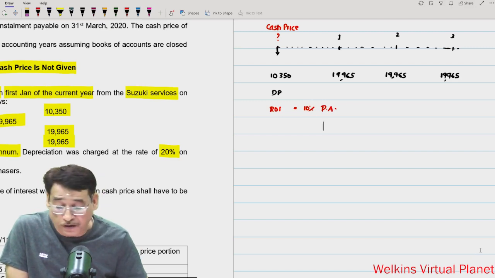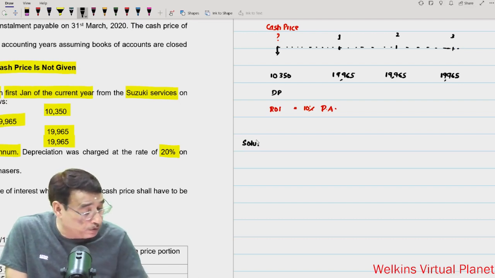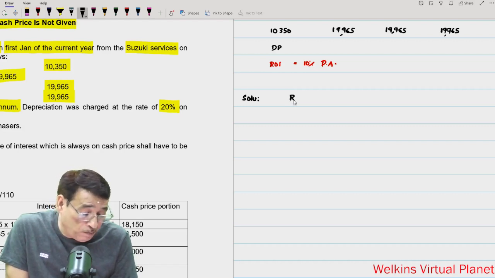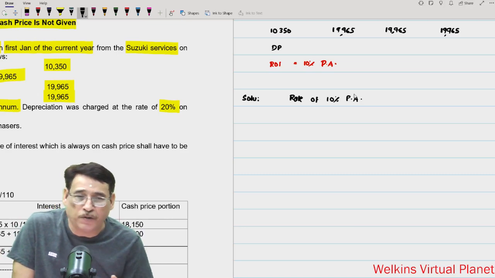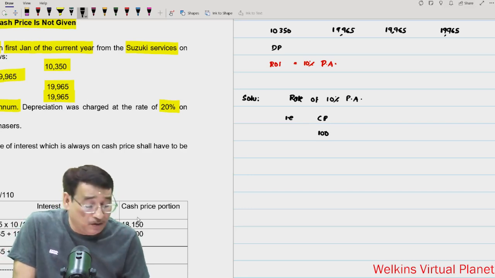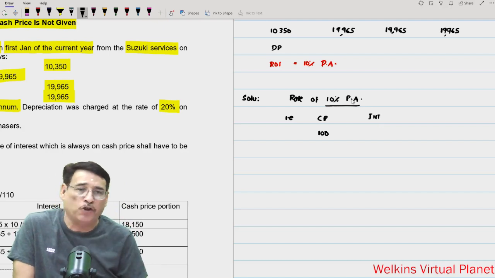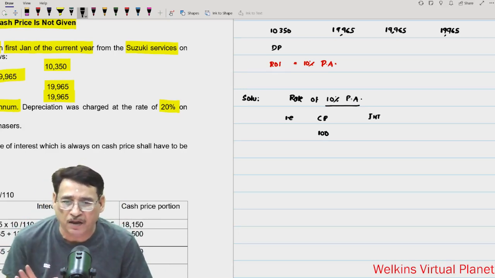Now, how to solve such question? Pay attention here. When cash price is not given, in that case, first of all, what you are supposed to do? First of all, you will have to pay attention to the rate of interest, correct? Now, rate of interest, you must know whenever we say rate of interest is 10% per annum. What does it mean? It always means, whenever we say rate of interest 5%, 10%, 8%, that is, if cash price is 100, then your interest is 10. That means rate of interest is always on cash price. This is the first thing which you need to understand, correct?